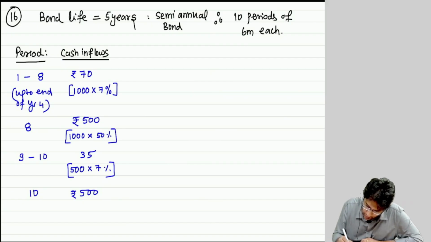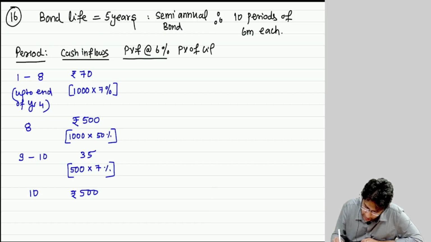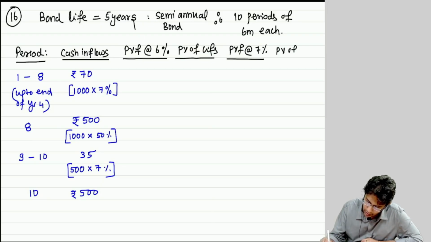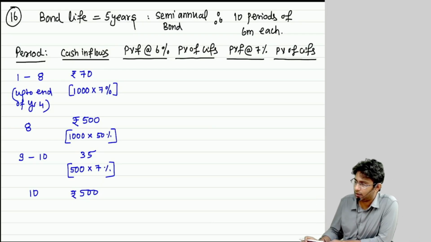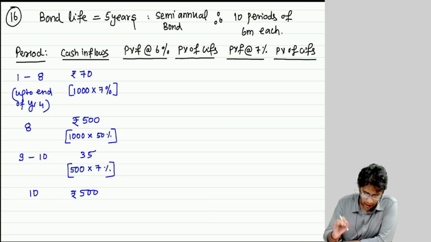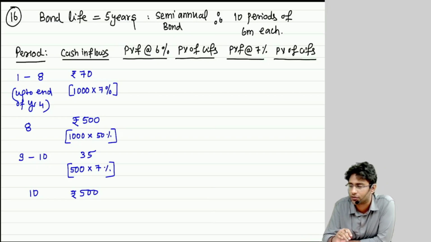PV factors at 6%, PV of cash flows. Definitely I will fail here. Then PV factors at 7%. Here also I will fail. And then I will interpolate. Carefully write the table till now and slowly work out the annuity factors, PV factors, mid annuity factors, all this. All the investment in time value of money pays off fully in this chapter.